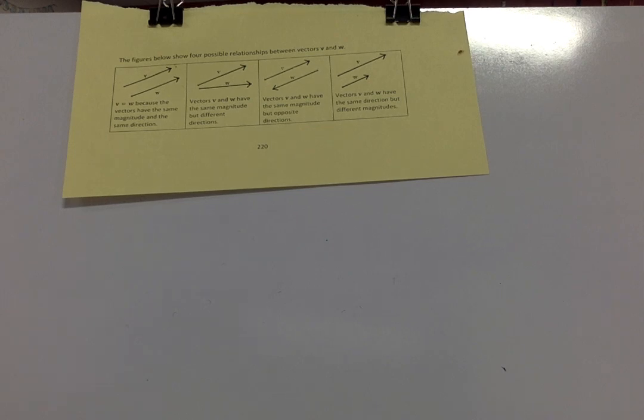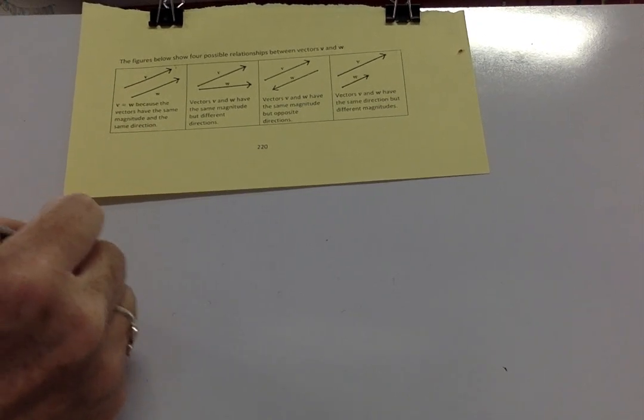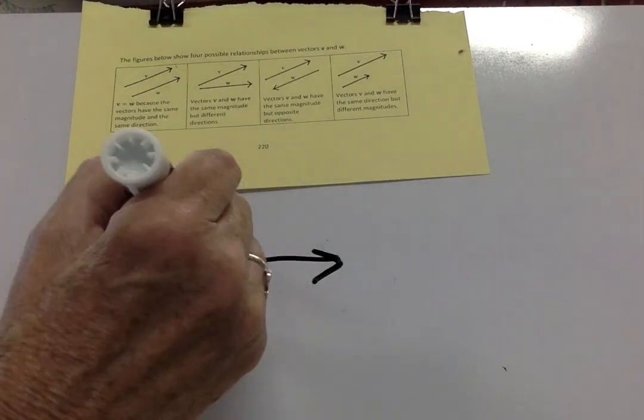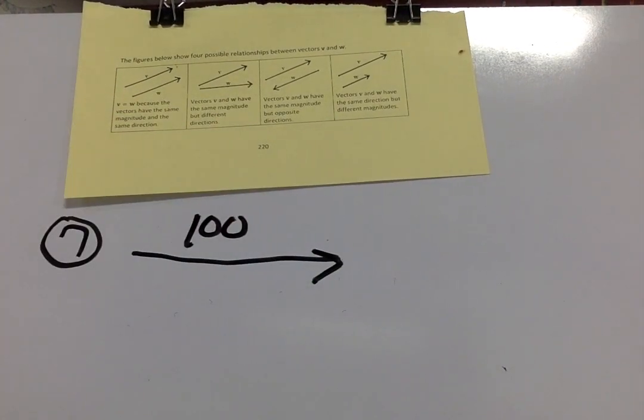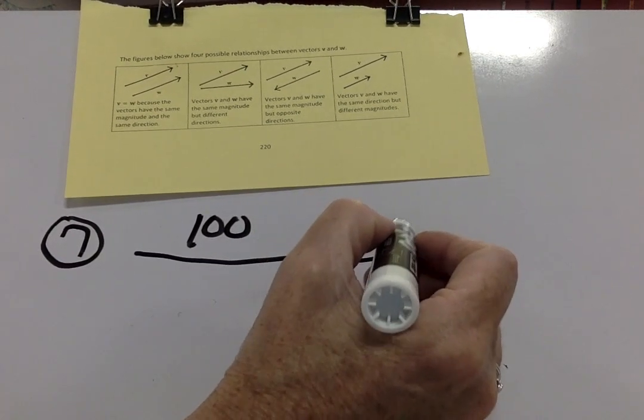Okay, so first one, number 7: the plane is going 100 miles per hour, and we're supposed to draw it, and it has a tailwind of 25 kilometers per hour. So it's going 100 kilometers per hour, not miles per hour. Model the situation with vectors. So here, the plane's going 100 kilometers per hour, and then a tailwind of 25 kilometers per hour. So it's still going the same way.